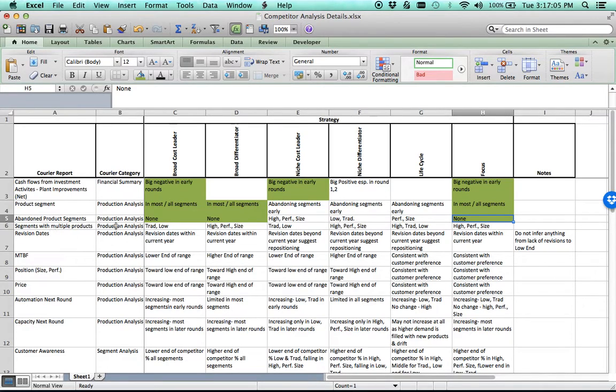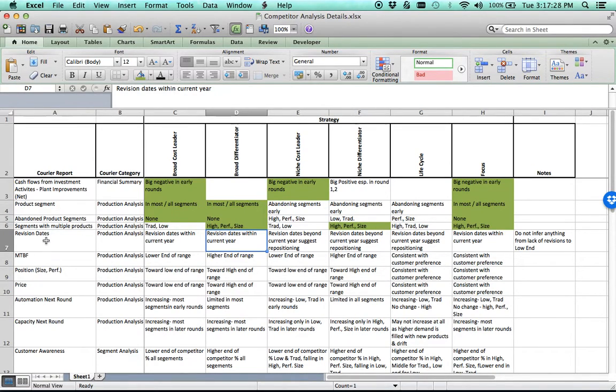So then segments with multiple products. They had multiple products in performance and size. So not in traditional and low, so that's consistent with that. This is consistent with that. Consistent with that. So we're starting to narrow it down. We're starting to see some patterns maybe.